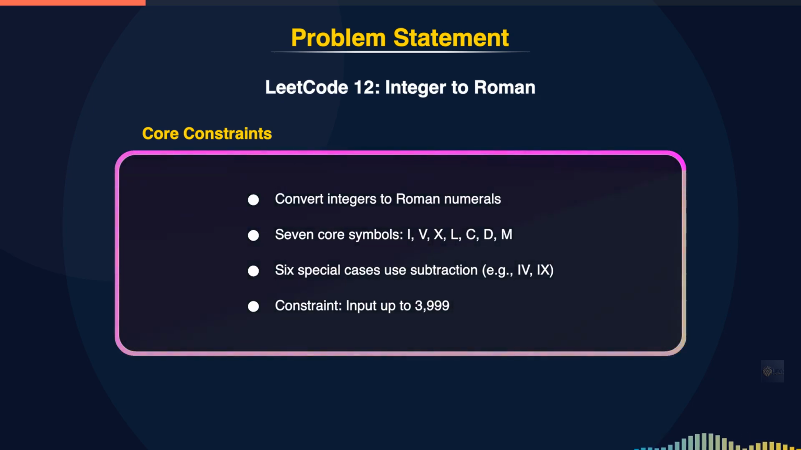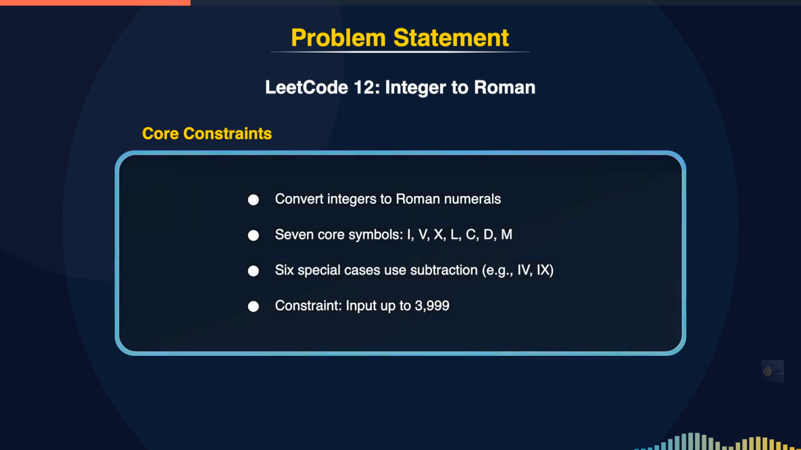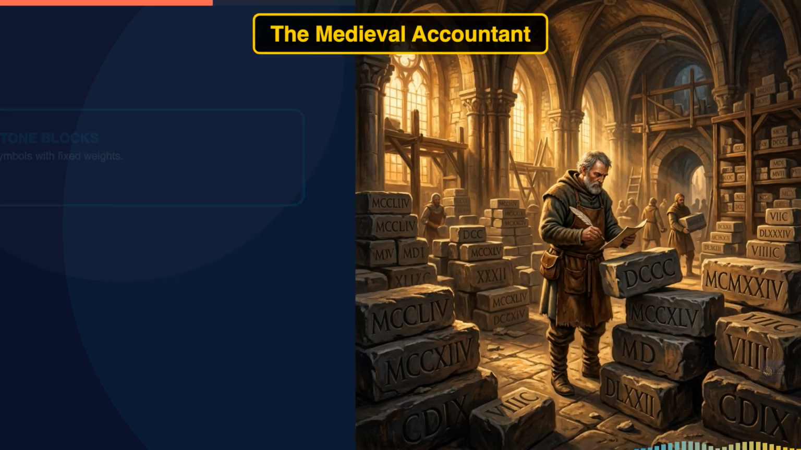Think of the challenge here. We cannot just convert each digit in isolation because symbols like CM or XL combine values. The easiest way to think about this is like making change at a cash register. If you owe someone 86 cents, you start with the largest coin, a 50, then a quarter, then a dime, and so on. Imagine you are a medieval accountant.